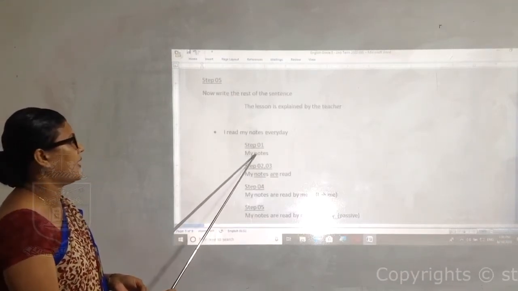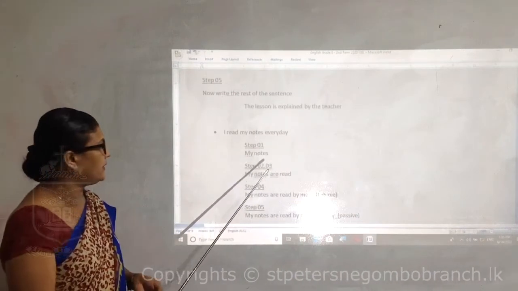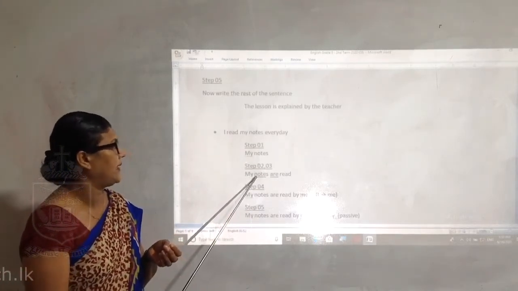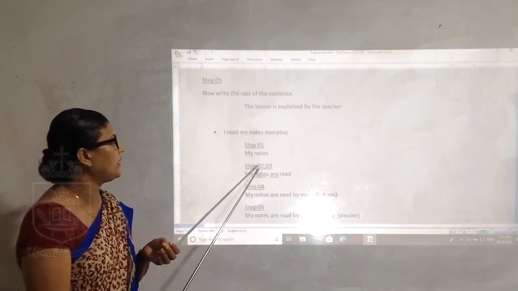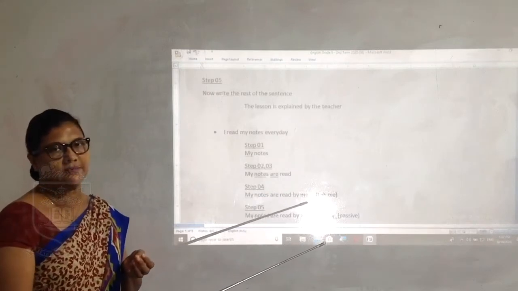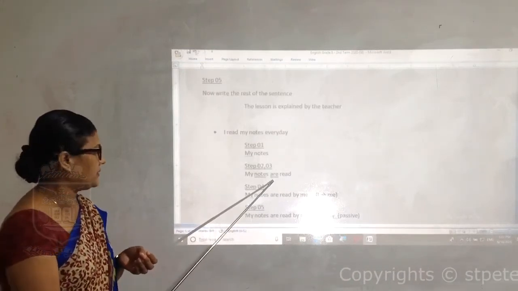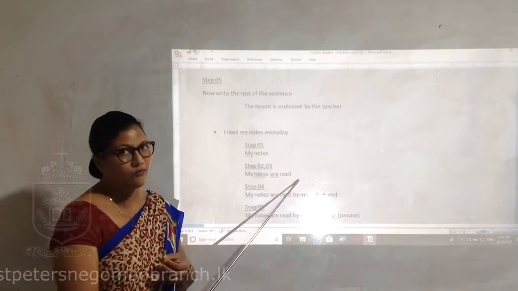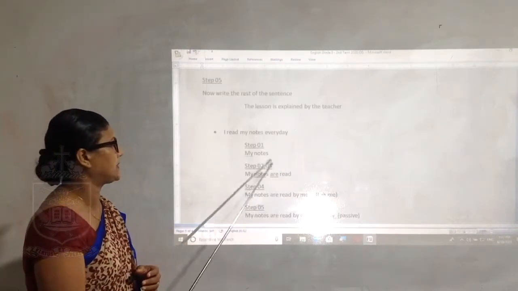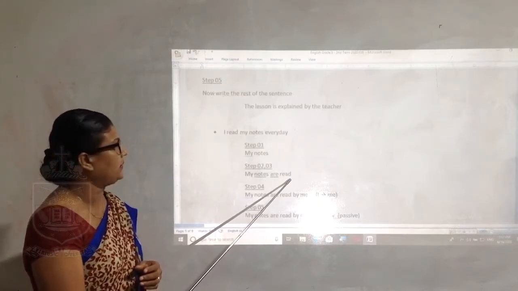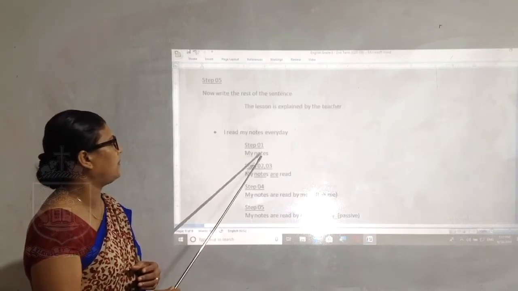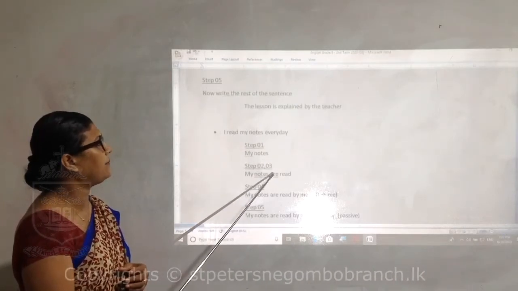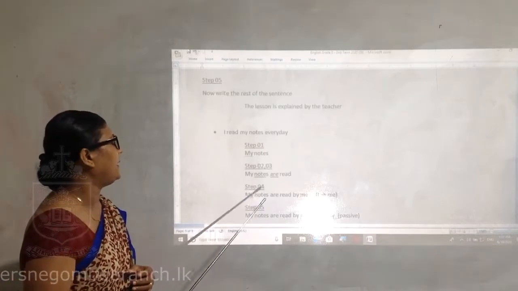My notes. Step 1. Then let's go to step 2 and 3 together. We will have to find out the suitable be verb according to this. My notes, that is plural now. So we need is or are. What do you select? For plural, auxiliary are. Yes. We need are and read. How do you find this word? From the verb list, from the third column of the verb list. My notes are read. Now here the first sentence, I read my notes. But here, my notes are read. Here read has become are read.